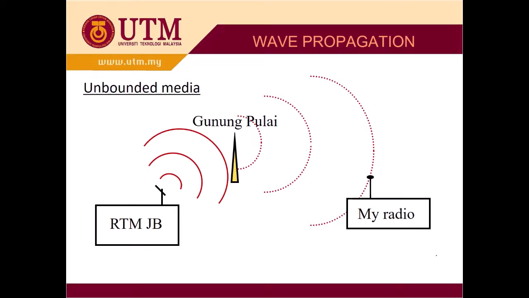Alright, so let's see one example of wave propagations. For example, in Johor Bahru, we have an RTM station. So what happens if this station wants to transmit an activity, or for example, a song, or any activities from the radio station? They will transmit the wave from the station to the nearest tower. Basically the nearest tower is at Gunung Pulai. This is quite a big tower, so the tower will transmit the information for a longer distance.